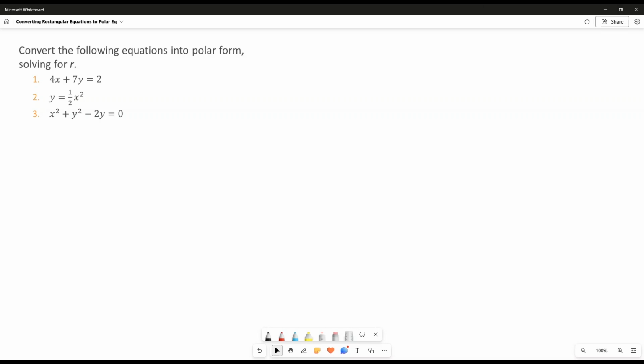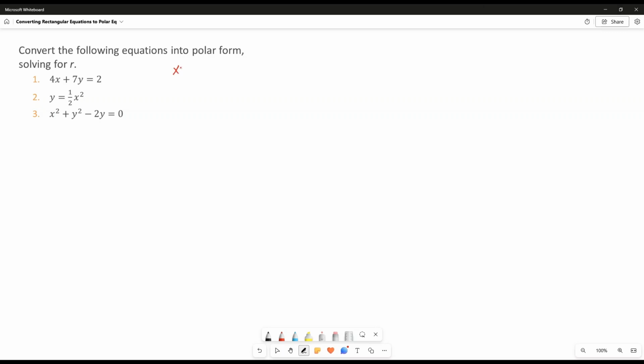Let's look at a few examples of converting rectangular equations into polar equations. And then usually, if possible, we want to solve for r. To do this, again, there are four conversion equations that we can use, and they're the same equations that we saw when we converted coordinates from polar to rectangular or rectangular to polar.